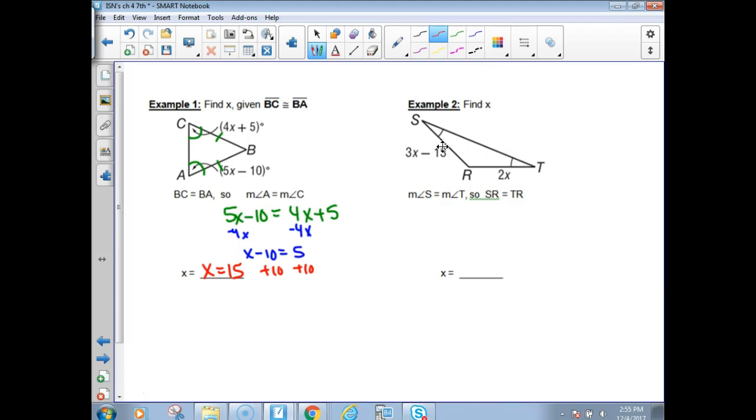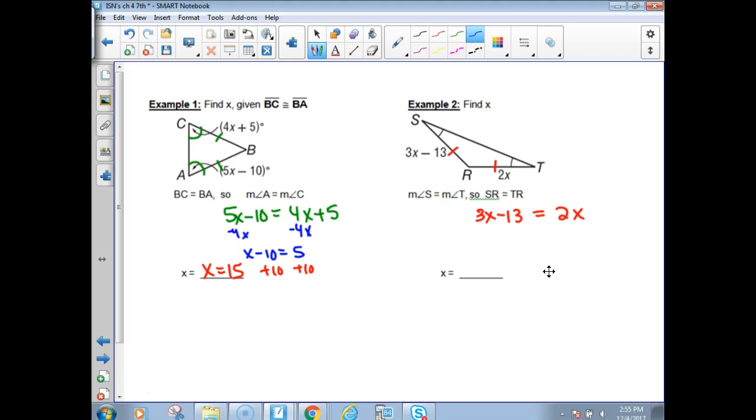Okay, example 2 shows two angles are equal. So since two angles are equal, then we know the sides opposite those angles are equal. So across from angle P, there's a 3x minus 13. Across from angle S, there's a 2x, and those are congruent. So since the measure of angle S is equal to the measure of angle T, we know that SR is congruent to RT, or TR. So we need to set those equal. 3x minus 13 equals 2 times x.